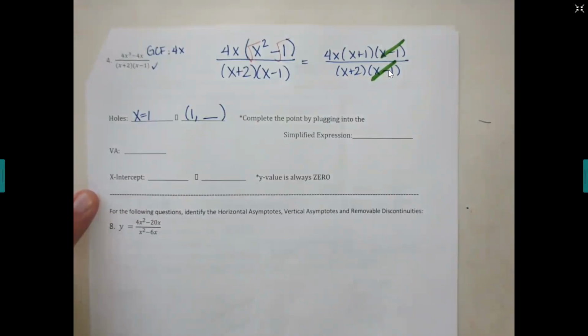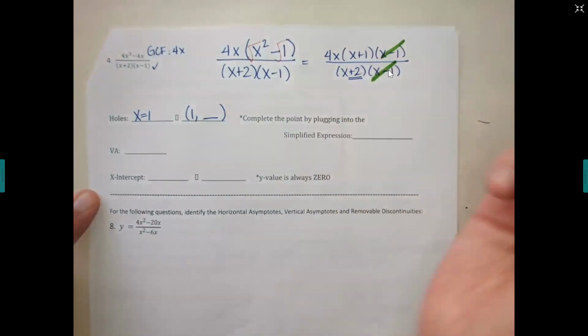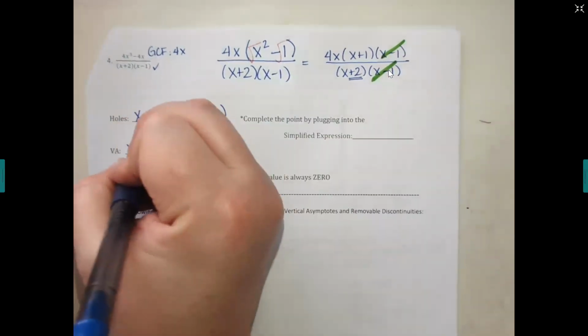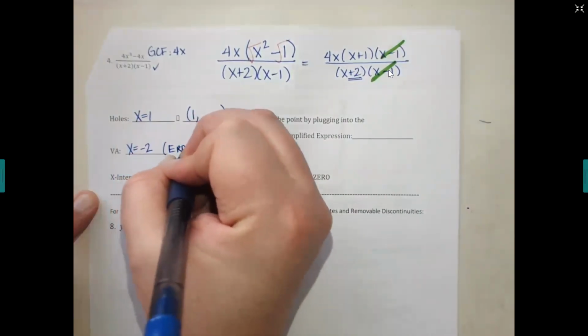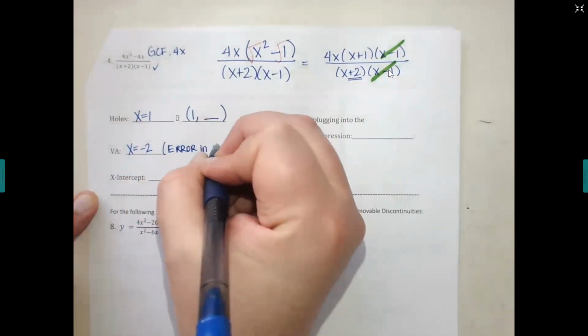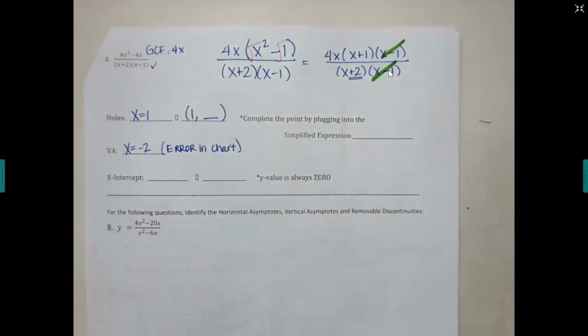Okay, then any x's left on the bottom create vertical asymptotes. So if I have an x plus 2 left on the bottom, where will the asymptote be? Negative 2. And then I'm going to put next to that, you should see an error in the chart at that number. Okay, that's an easy check to see if your asymptote is correct. Okay, then for your x-intercepts, I want any x's left on top. How many x's are left on top? 2. That means I'm going to have 2 x-intercepts.